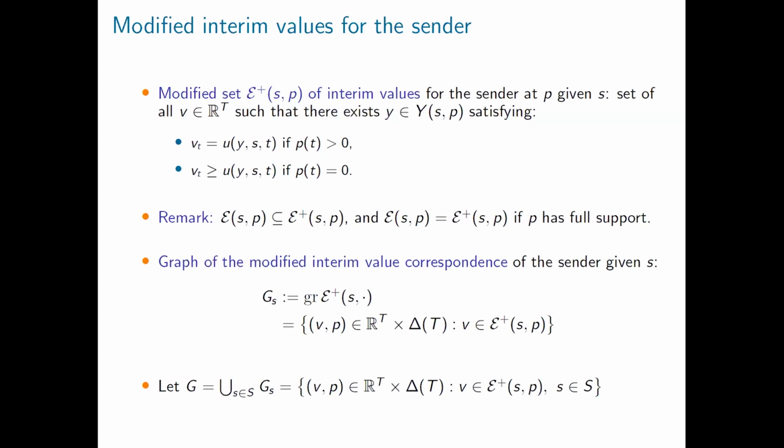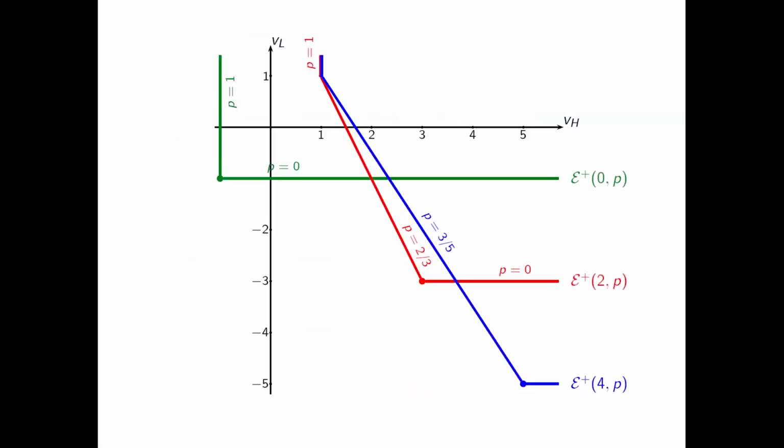It is because sometimes it was not sending a signal. All right, so this condition that V(t) is greater or equal to u something, if p(t) equals 0, accounts for the equilibrium condition when you have a non-fully mixed equilibrium. Okay, so that's basically what this does.